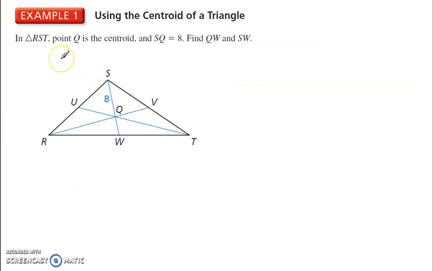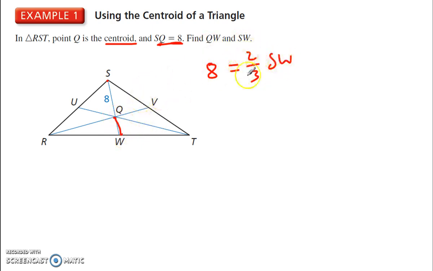Okay, using this, here's an example. We know the distance from S to the centroid. Important that we know this fact. Centroid. That means that 8 is 2/3 the distance from S to W. 2/3 SW. So now we see, what are they looking for? They want to know SQ. We know SQ is 8. We want to find QW. So we want to find this distance, and we want to find SW.